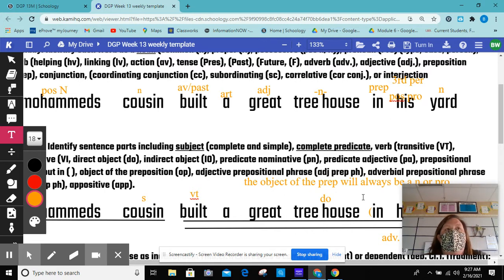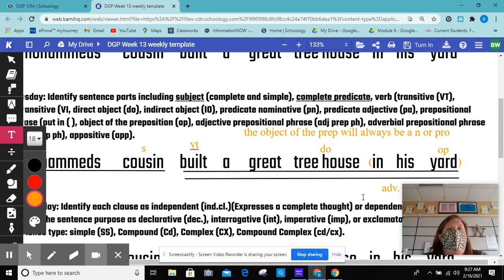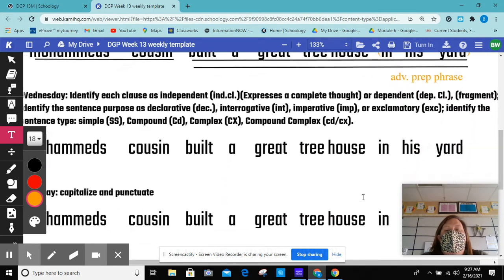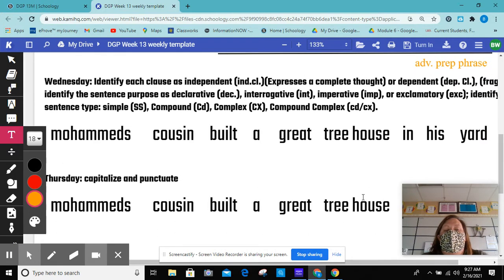All right. Any questions on DGP for Monday or Tuesday? Bring me your. Yes. And I tell you what we're going to do. We're going to go ahead and do Wednesday's DGP just because we are going to be out of school on Friday. And that means that we're going to test on our sentence on Thursday. So we're going to go ahead and do Wednesday today. And then tomorrow we'll do Thursday. And then on Thursday, you'll actually take your test. Okay.